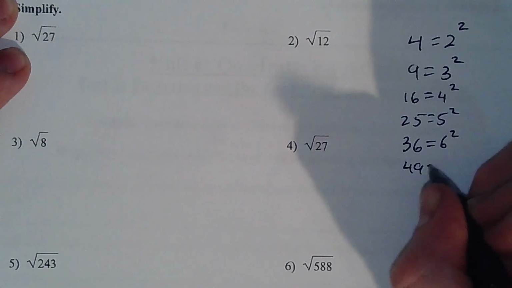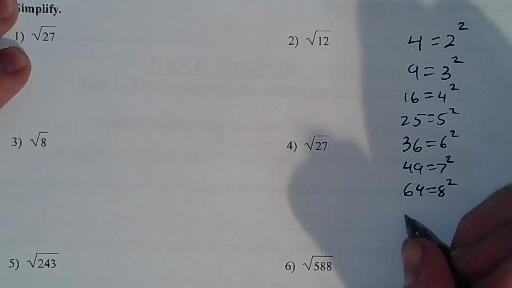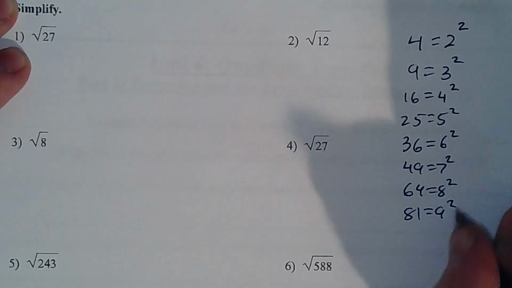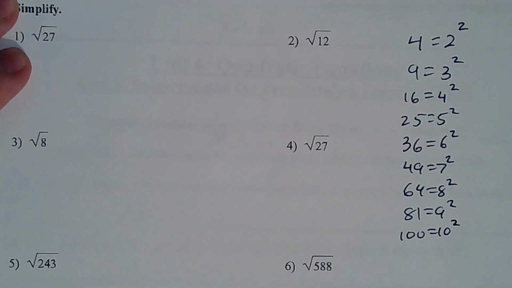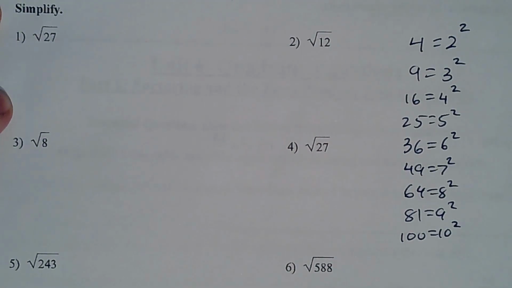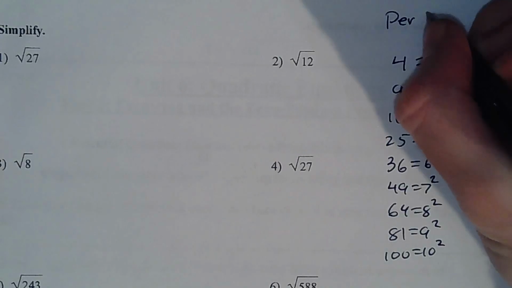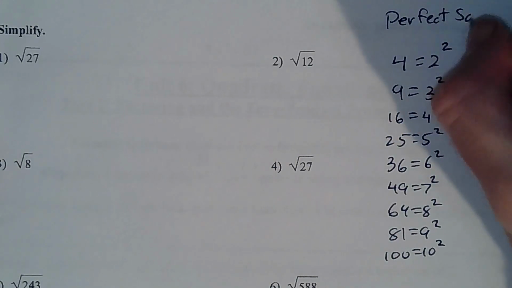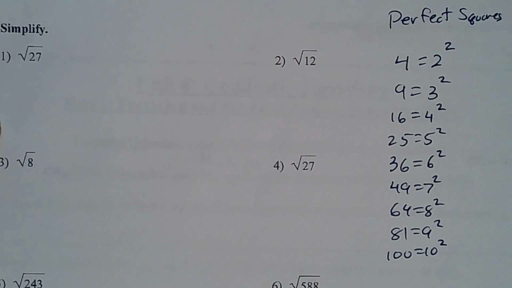that 49 is the same thing as 7 squared, that 64 is the same thing as 8 squared, that 81 is the same thing as 9 squared, and that 100 the same thing as 10 squared. We really got to have these down pat. The quicker you have these memorized, the easier your life is going to be as we go forward. This is titled A List of Perfect Squares. Numbers that end up being a perfect square.